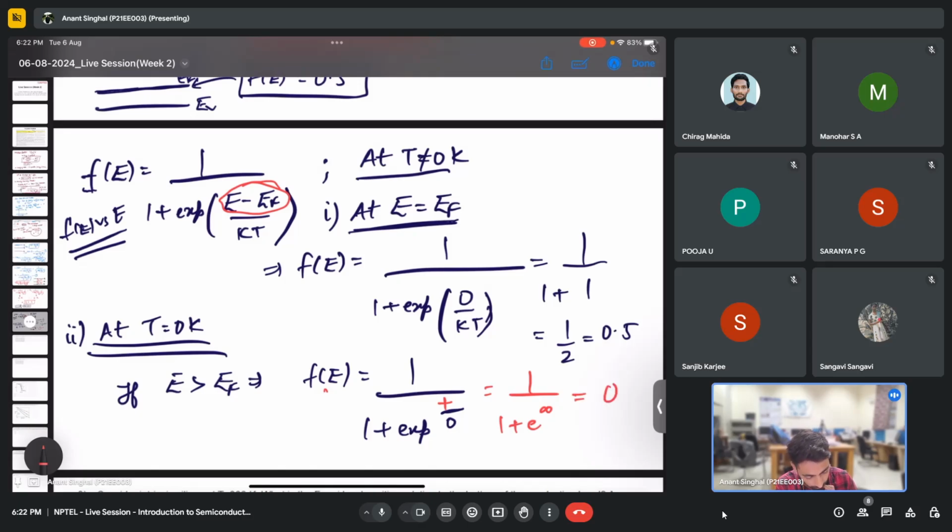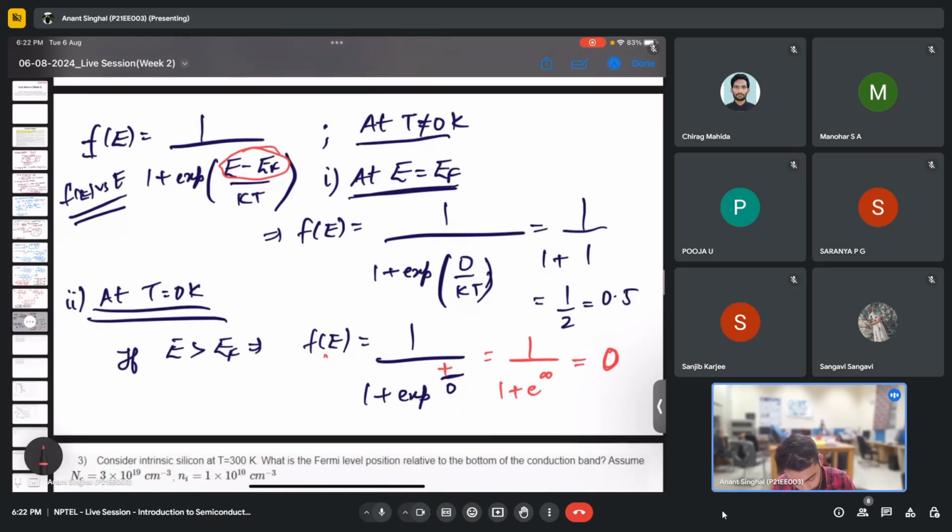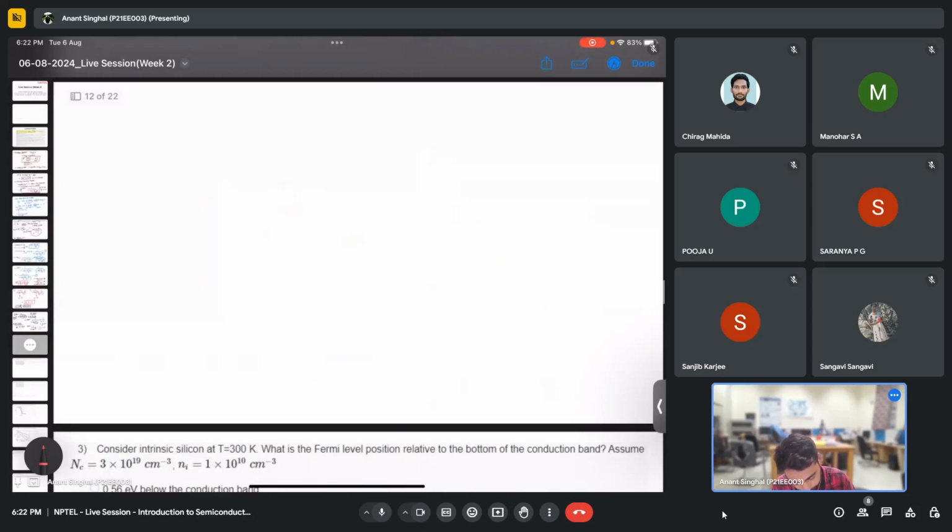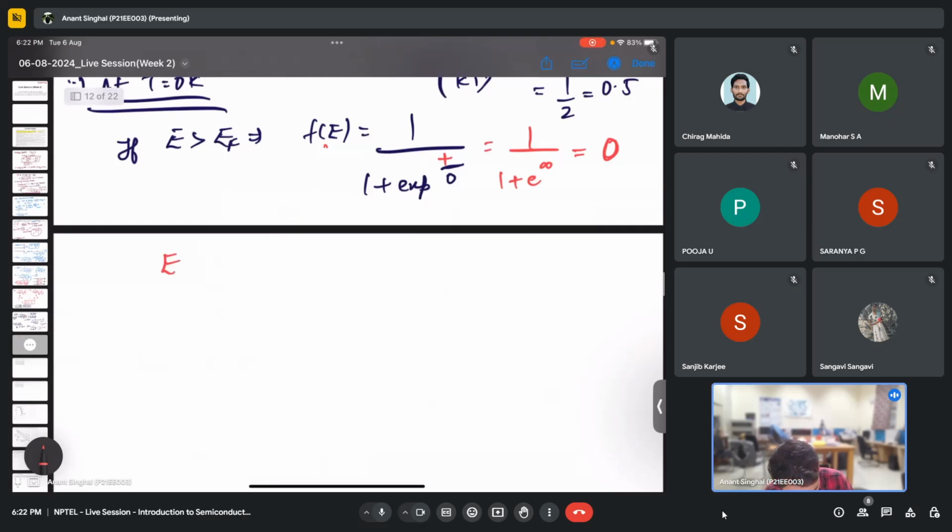That will be 0 because we have a very large value in the denominator. And similarly, if I say E is less than EF, so this Fe will be 1 upon 1 plus exponential of minus infinity, which will make it 1. That is the maximum probability. So this value will be very low, that is almost equal to 0.